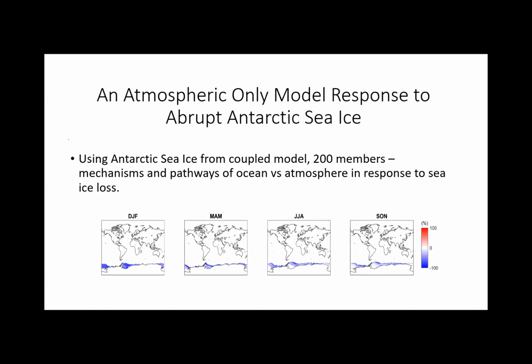So I just wanted to also add on a couple of slides on some recent atmosphere-only simulations that we ran. We took the sea ice from the coupled model and put it into an atmosphere-only model, and we ran it for 200 ensemble members, so we could get as much internal variability sorted out. We wanted to basically work out whether ocean coupling was important in this response.